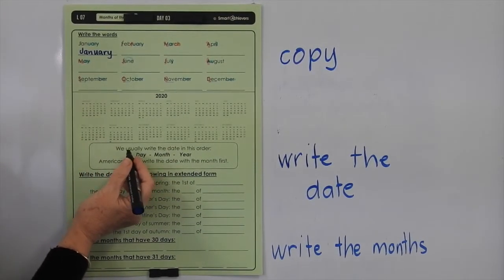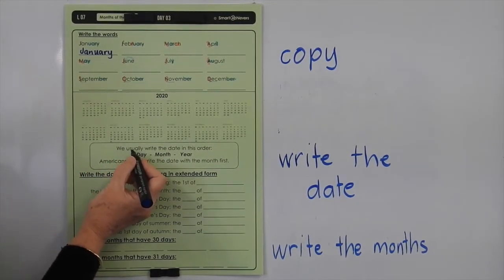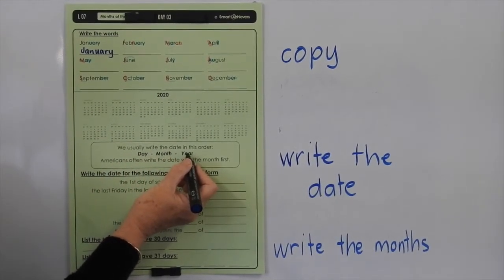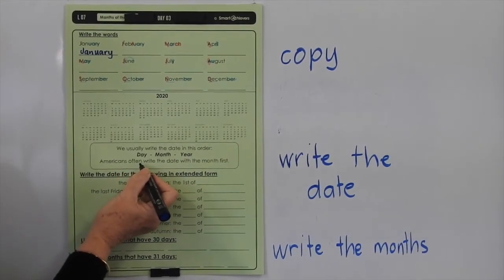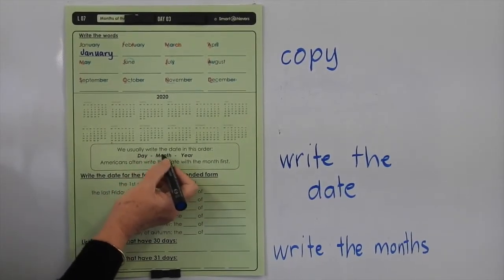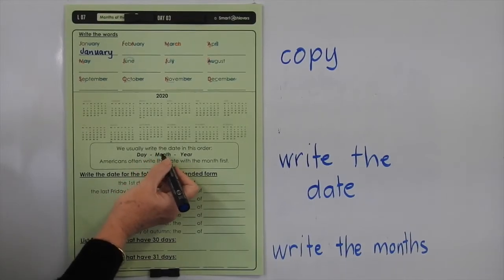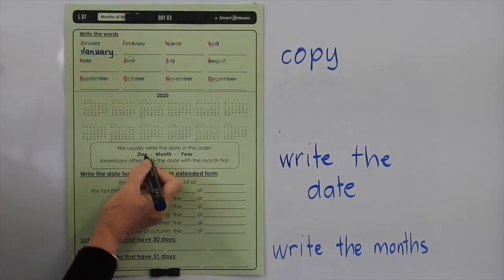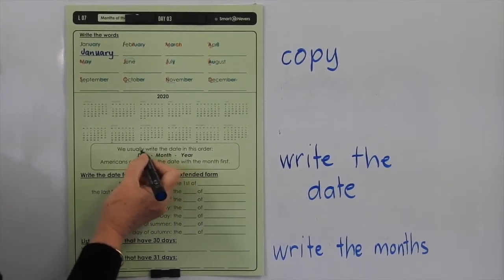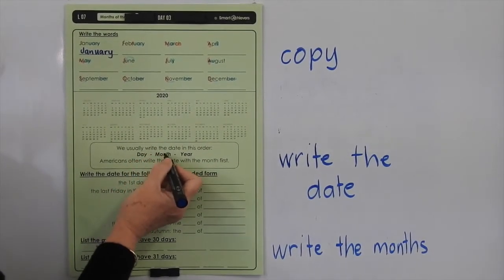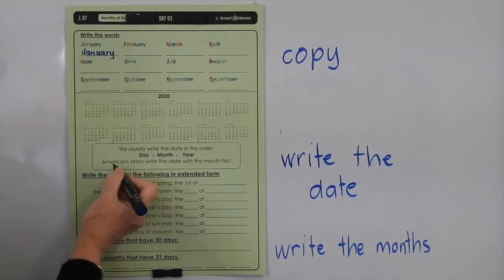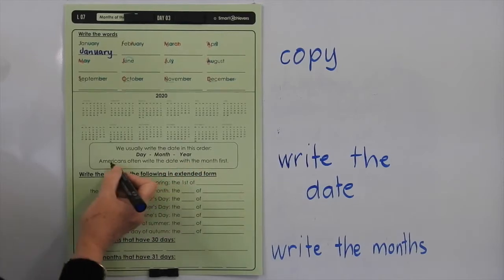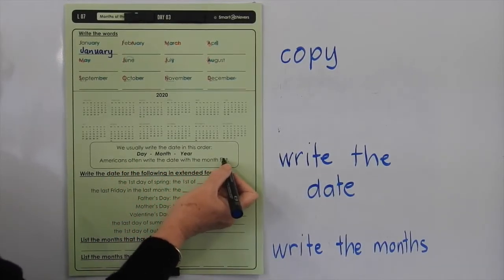In British English and Australia, we usually write the day, then the month and the year. Americans often write it the month and the day the other way around, so just be careful if you ever visit America, with your tickets and things, which way you read those numbers. We usually write the date in this order, day, month and year. Americans often write the date with the month first.